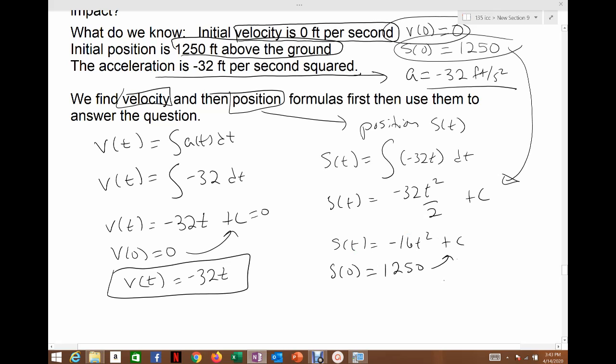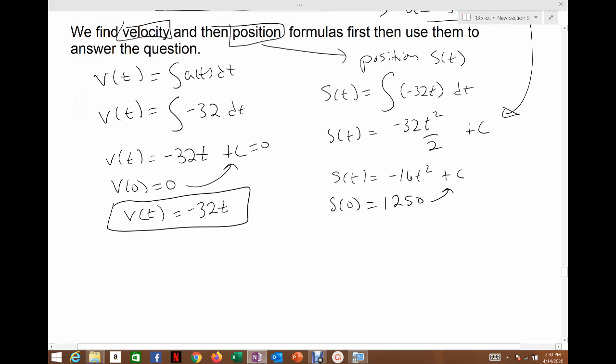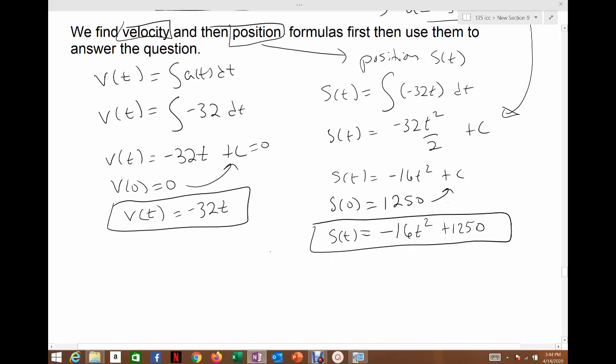I know at time 0 I'm at 1,250 feet. Well, that's the constant, right? At time 0, that's how high I am. And so my initial position is my c. That's my constant. And so my position equation is negative 16t squared plus 1,250. And so there's my position.